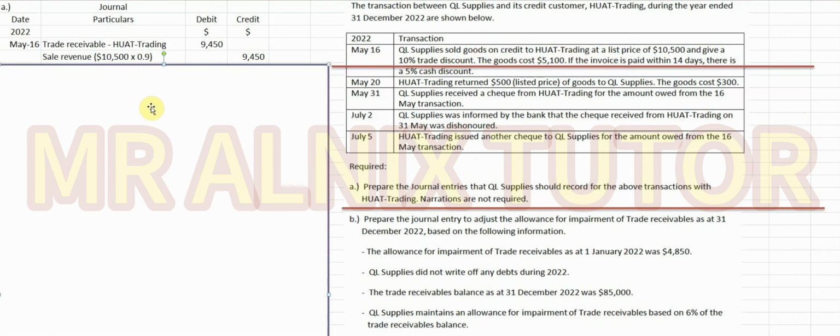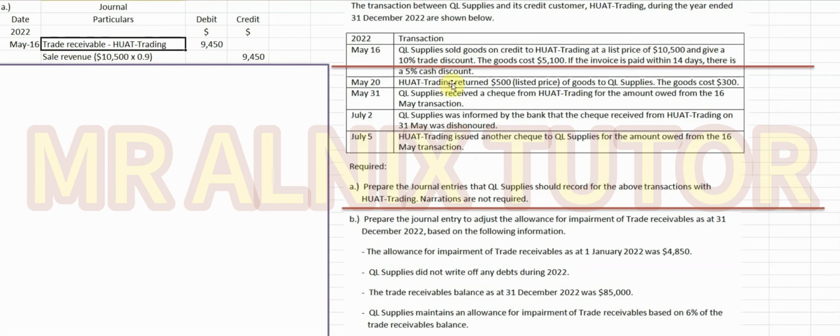Okay, now from here write down 16th of May, trade receivable, who is that? What Trading, and your sales revenue. Now for sales revenue, the condition here is a 10% trade discount. That's why you use 10,500 times 0.9. That means the trade receivable only pays you 9,450 instead of 10,500 here.